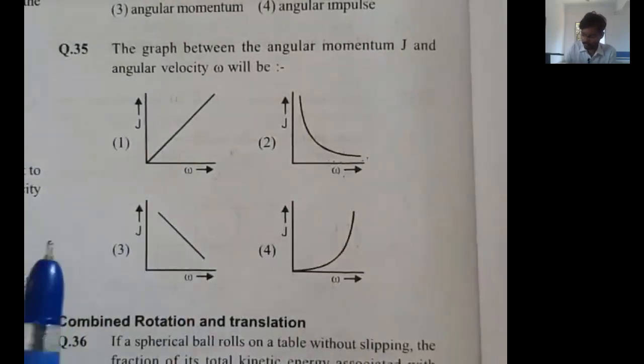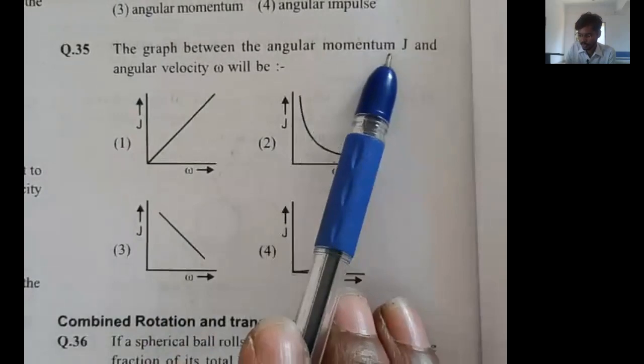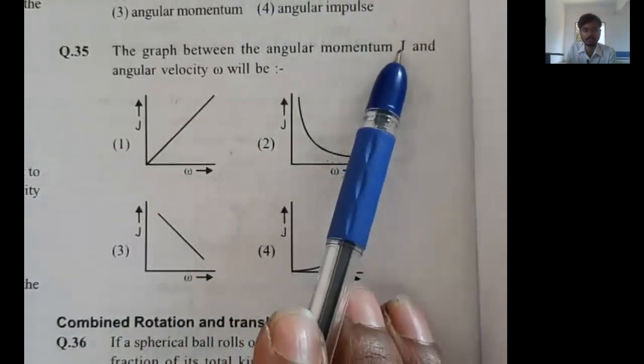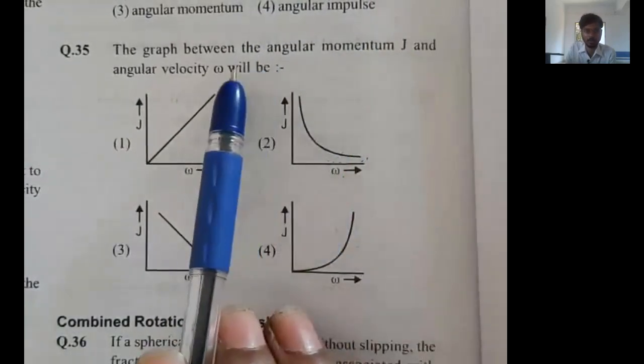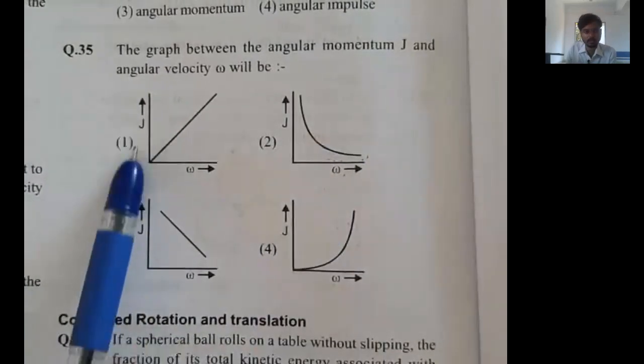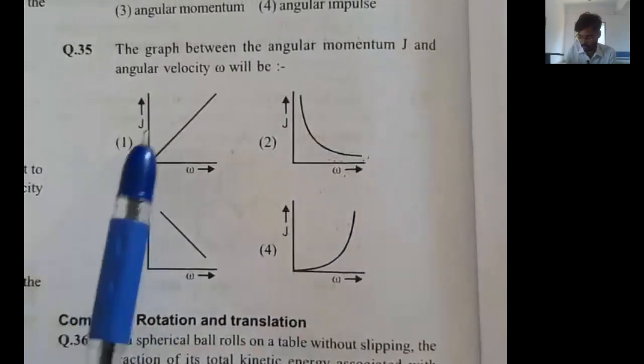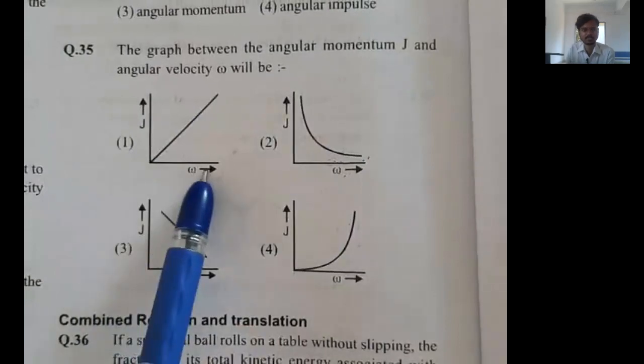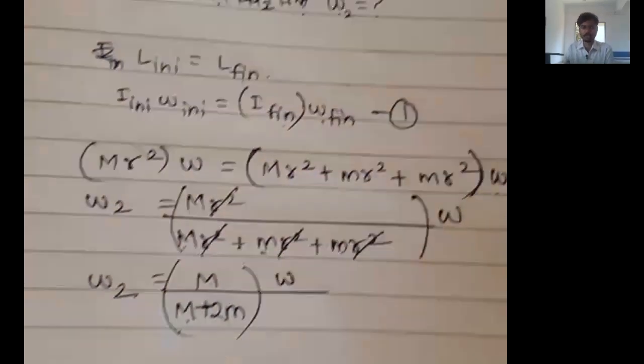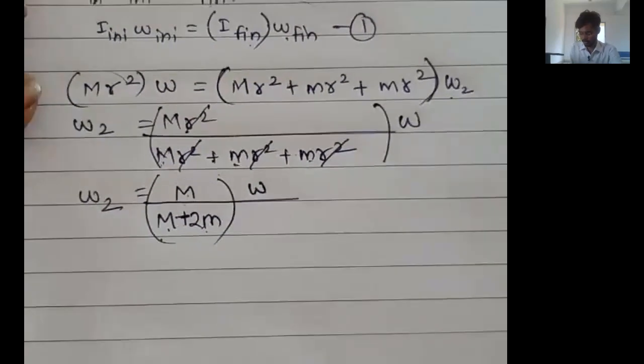First thing is, try to find out the relation between angular momentum and omega. Angular momentum is to be plotted on the y-axis. Omega is to be plotted on the x-axis. Fine. Now let's see what is the relation between angular momentum and angular velocity. Just give me a second.